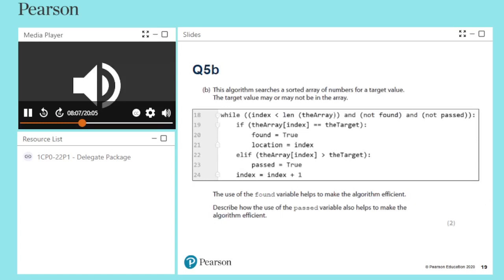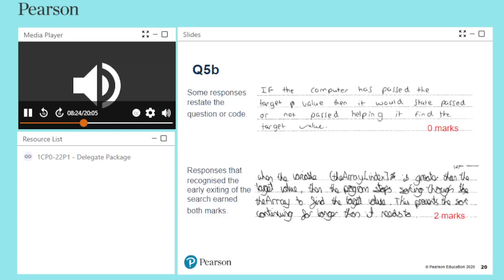Question 5b is about a linear search and how to make it more efficient. The input array is sorted, so there are some efficiencies that can be added to ensure the search does not have to look at every item in all cases. Some responses attempted to describe the code in detail, while others described a process to fit the name of the variable passed. There were some very good responses that recognized if the current value being inspected was greater than the target value, then the passed value is used to stop the loop. That means it does not have to inspect all the items to know it's not there.